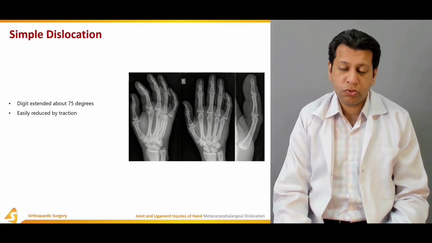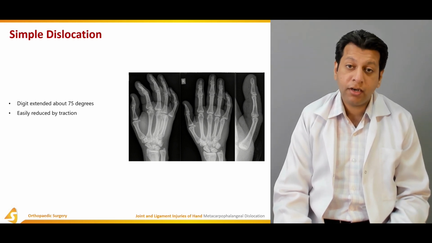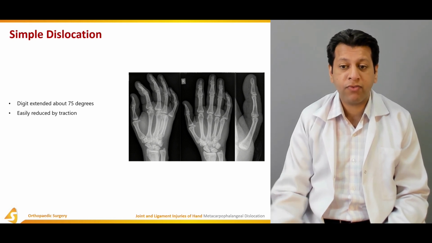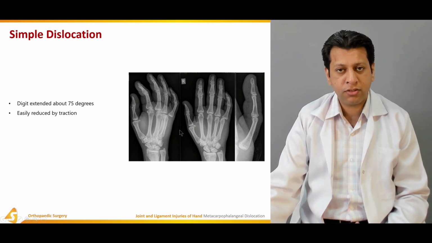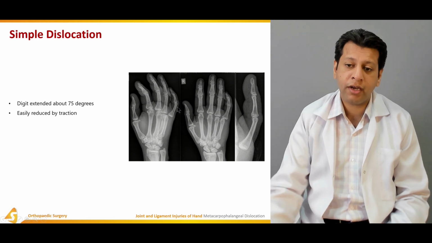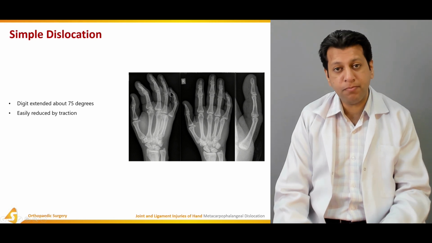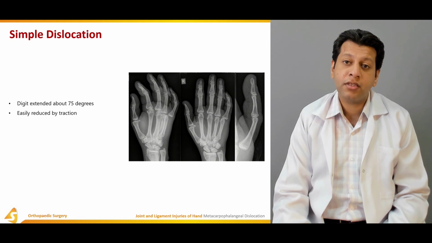And how do we reduce it? The reduction maneuver is always first a closed reduction. Under complete analgesia or under sedation, the hand is held by one hand of the surgeon, and traction is applied by either an assistant or the surgeon's other hand. Once the traction is there, first the finger can be hyperextended, and this hyperextension can then be followed by flexion, which leads to reduction.